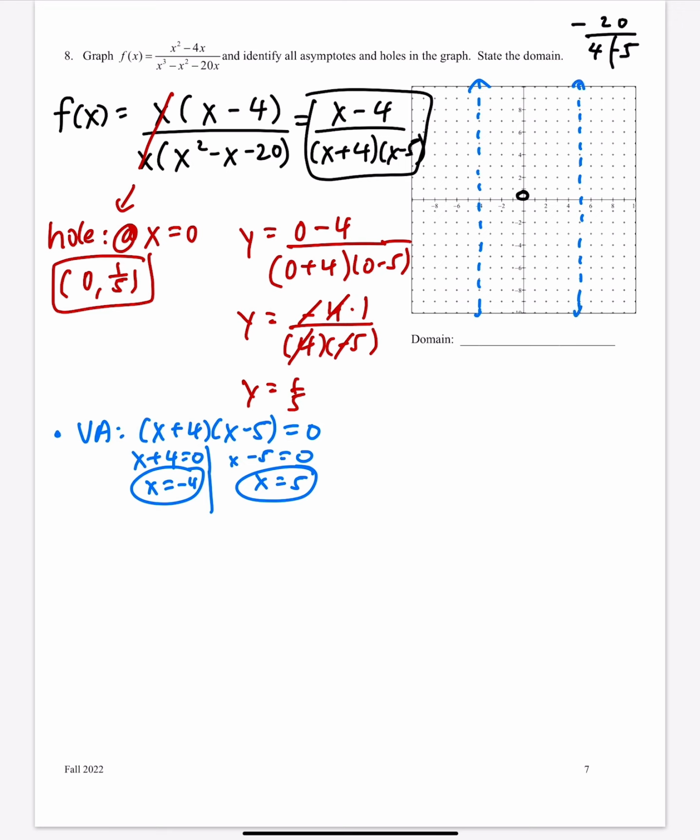Once we're done with that, we should figure out what the horizontal asymptote is, or the slant. Because the degree of your numerator is 1, which is less than the degree of your denominator, which is 2, the horizontal asymptote is just y is equal to 0. So horizontal asymptote, y is equal to 0. So we know that the domain of this should be all real numbers. x is not equal to negative 4, nor 0, nor 5.